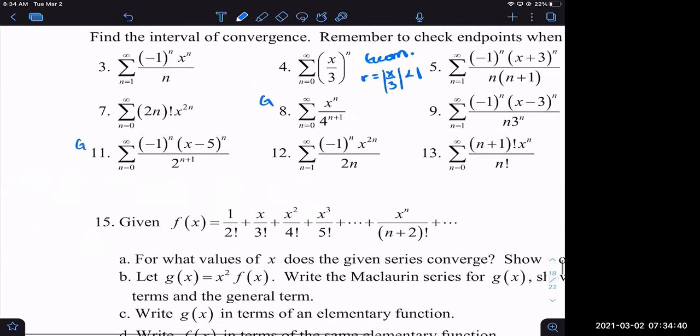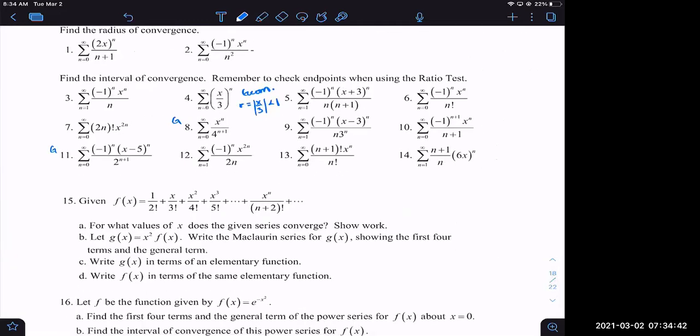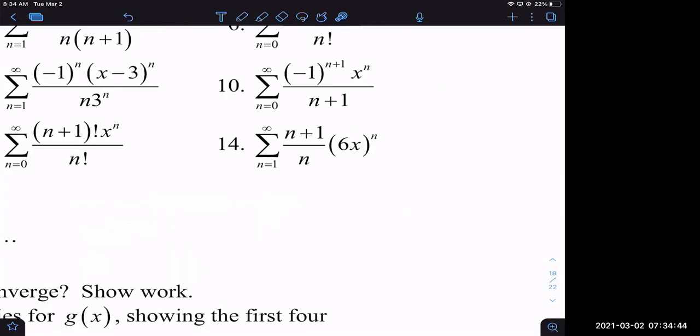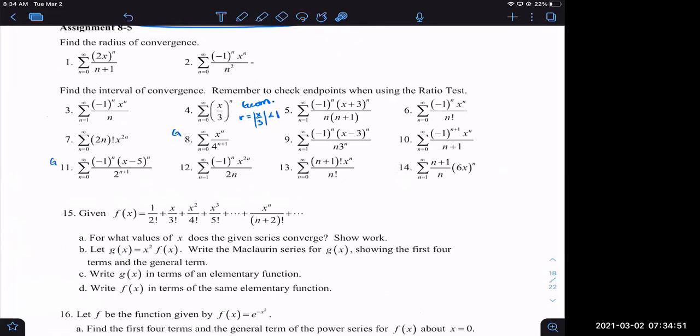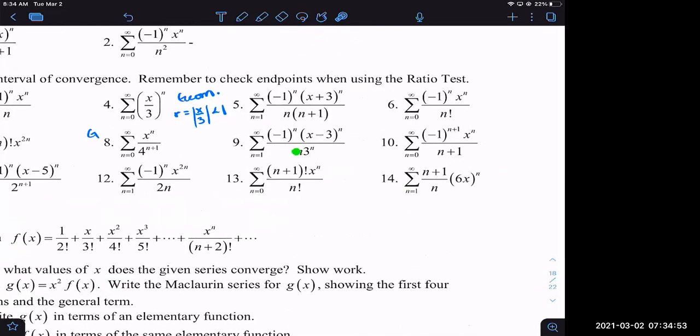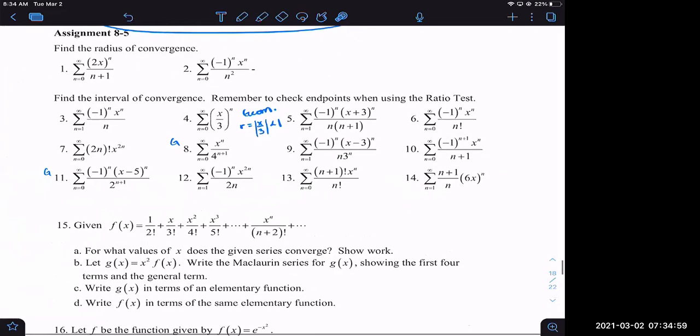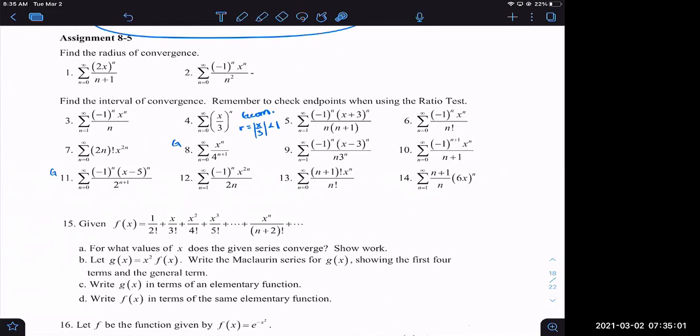Okay, which other one did I hear? 14. 14, unfortunately not. This part works, but you have this extra piece that's not raised to the n. 9, again, 9 isn't because of that n in front. That n in front throws it off. I don't think I see any others. But at least those couple will be faster if you do geometric series tests.